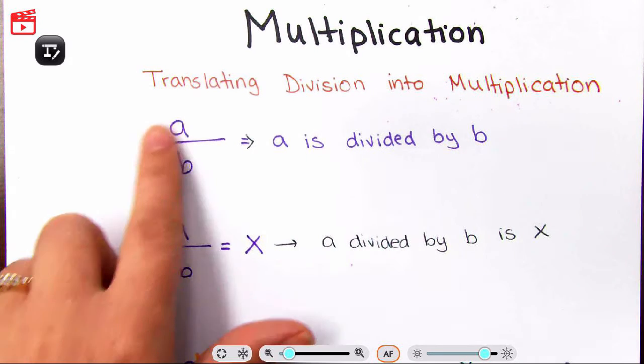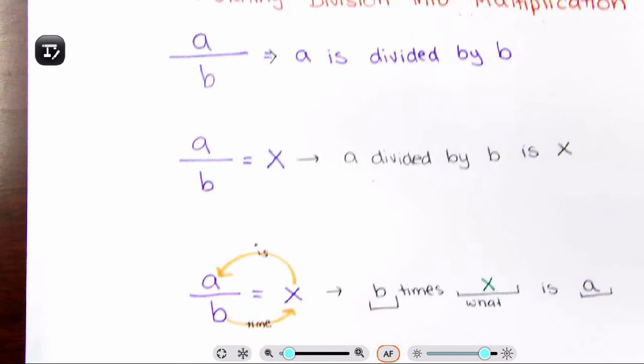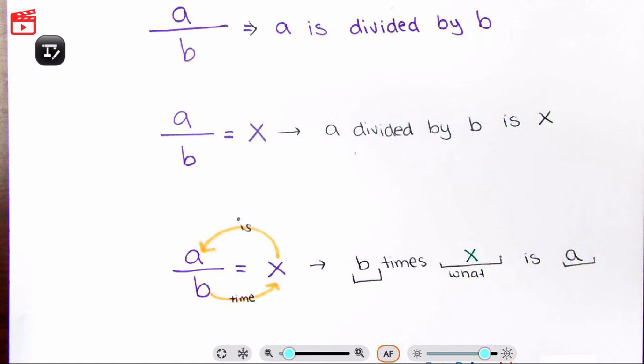So this right here, if we have just this, is called an expression. It has no equal sign. If it does have an equal sign, that is called an equation. So now we have A divided by B is X. We know what the answer is. So now here is how we're going to translate.